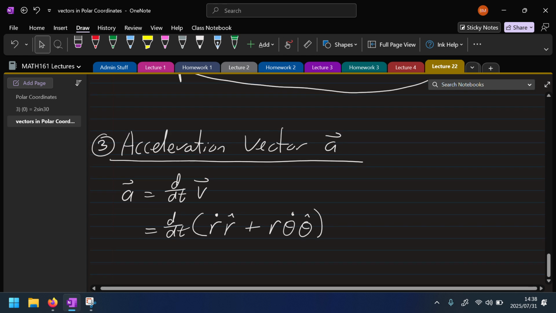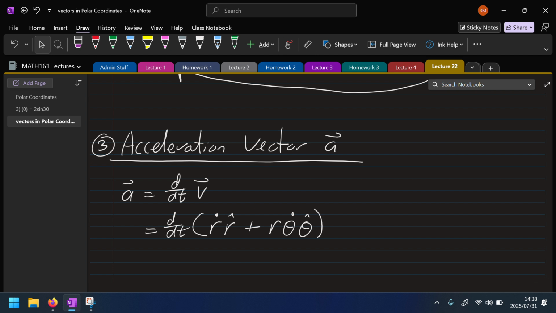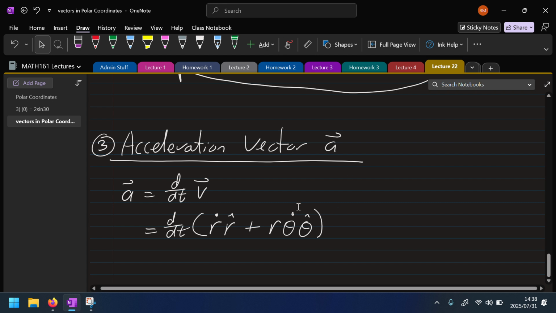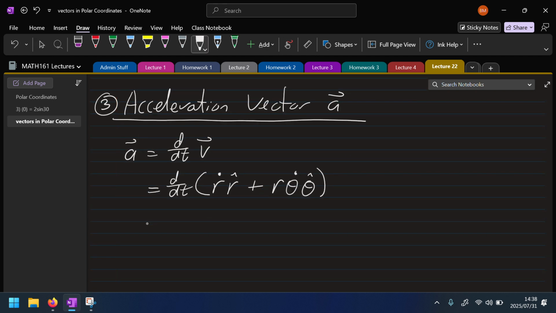And again, I'm going to bring up the warning. All of that depends on time. r dot depends on time, r hat depends on time, r depends on time, theta dot depends on time, and theta hat also depends on time. All of it depends on time. Nothing there is constant. So let's go through it one by one.